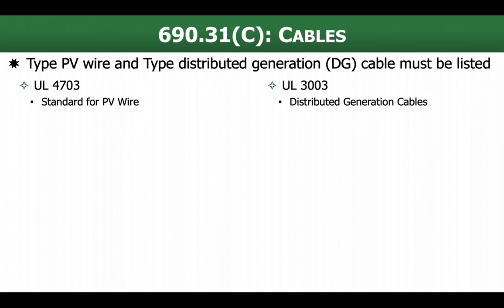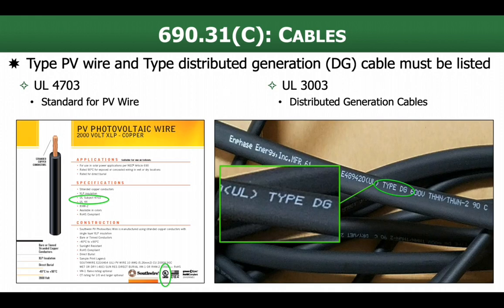You may never encounter them. It depends on what kind of systems you're working on. Here's a couple of examples. PV wire, you can see that this particular PV wire is rated up to 2000 volts, and it is listed to 4703. There's an example of some DG cable. This is for N-phase microinverters, two-conductor jacketed multi-conductor cable, and it is listed as a type DG conductor.